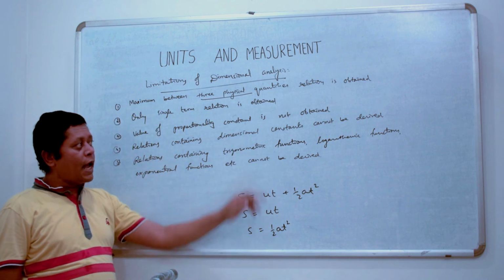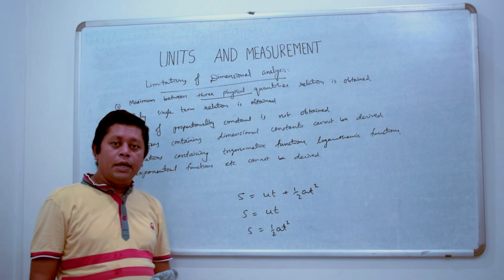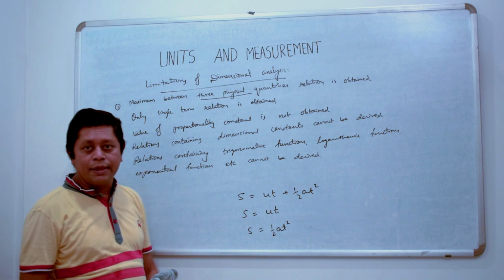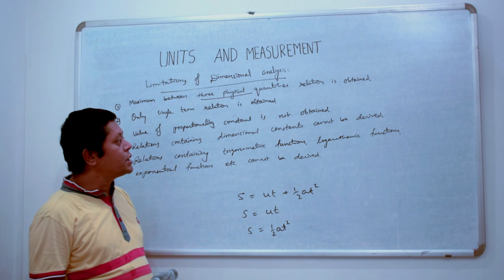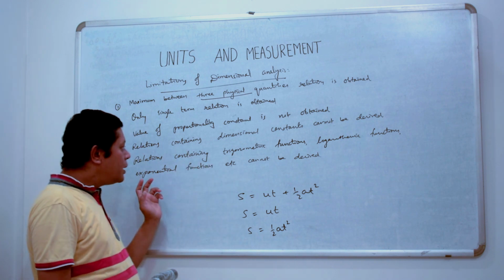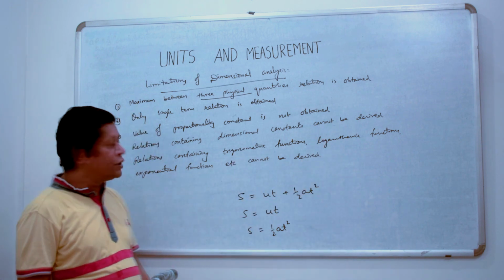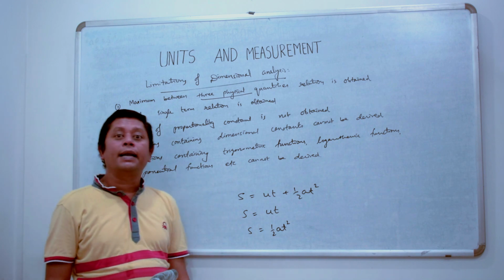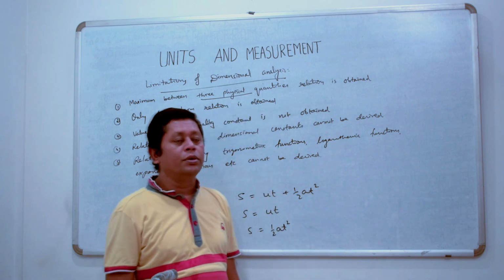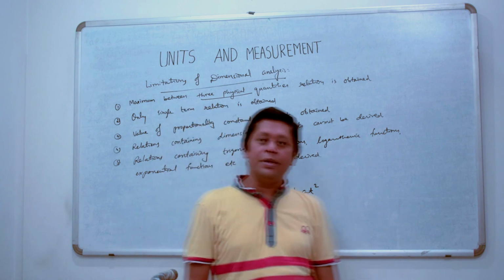Another limitation is relations containing dimensional constants. For example, gravitational force F = G m1 m2 upon r square. Capital G here is a dimensional constant, it has dimensions. This kind of relation is not obtained using dimensional analysis. Another is relations containing trigonometric functions, logarithmic functions, exponential functions, which are dimensionless. So we cannot get this kind of relation using dimensional analysis either. So these are the various limitations of dimensional analysis.